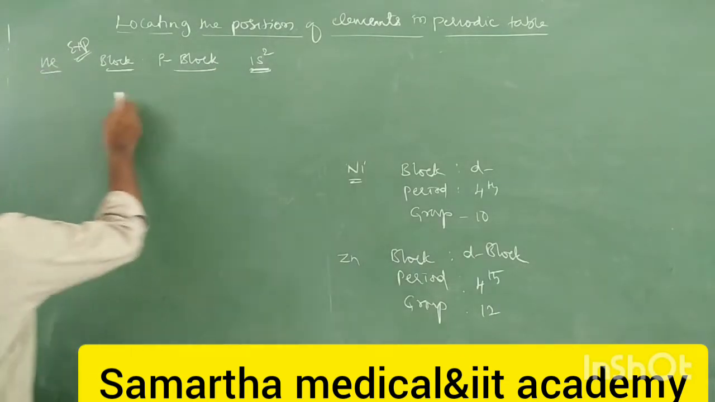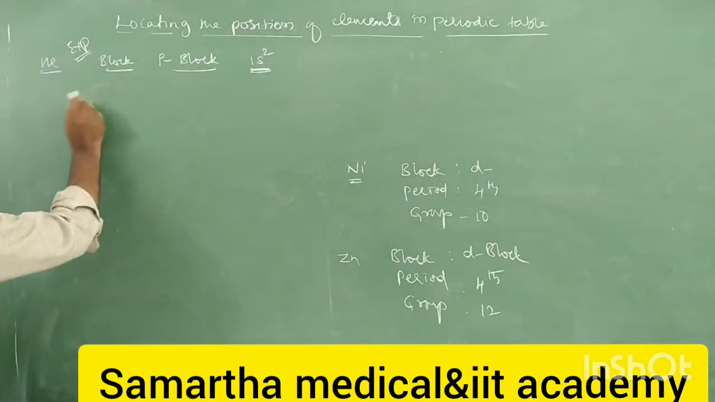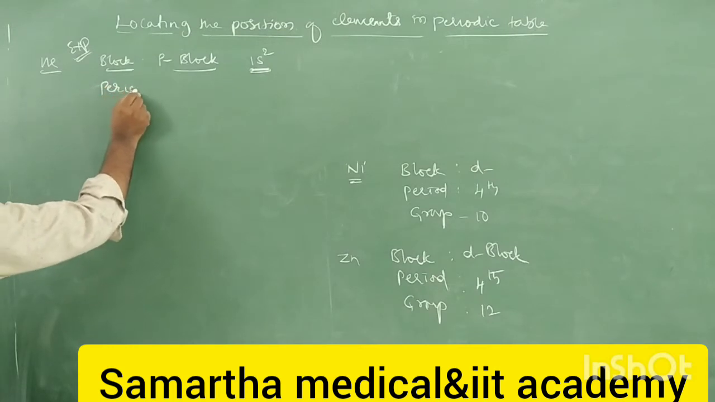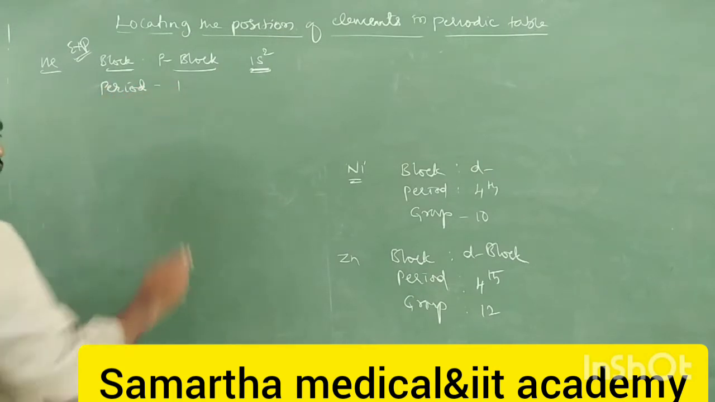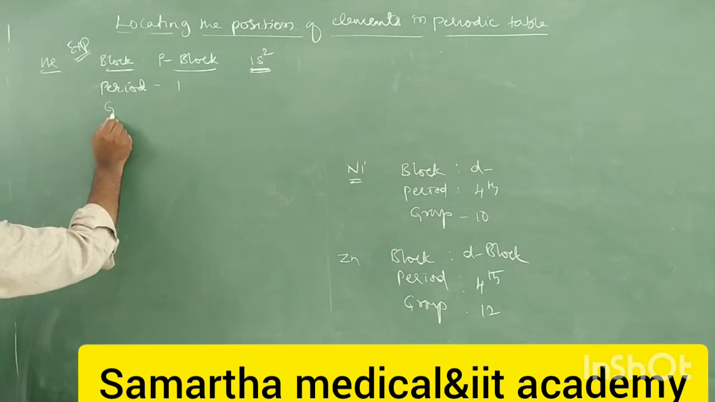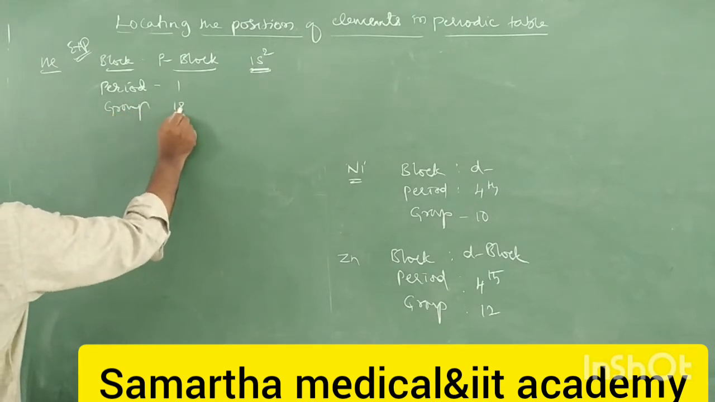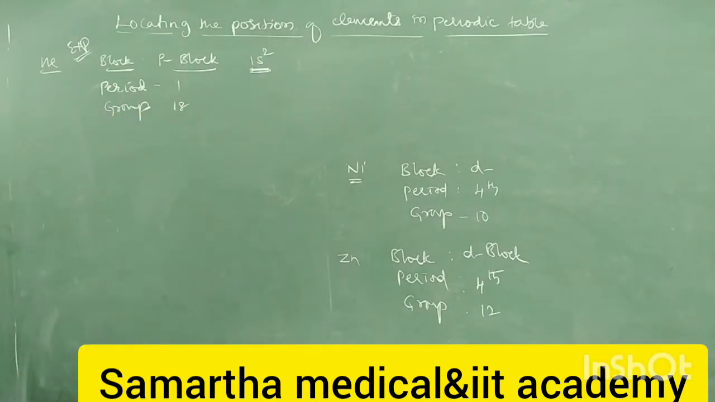Block is p. Next, tell me, period number. It is the first period. Next, group number: 18th group. Okay.